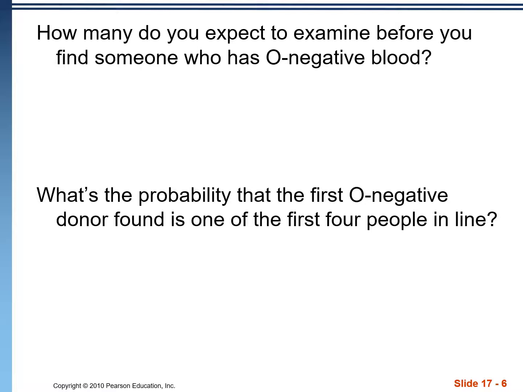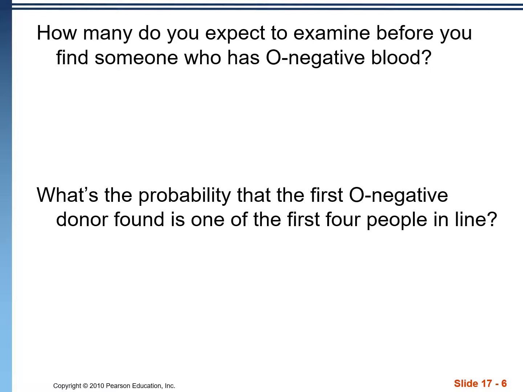In this problem, we have a bunch of people standing in line for a blood drive. We know that 6% of people have O negative blood. The first question it asks is, how many people do we expect to have to examine before we find the first person who has O negative blood?